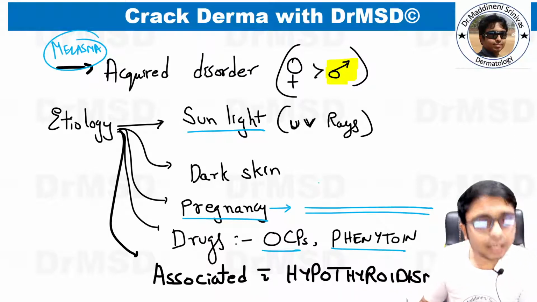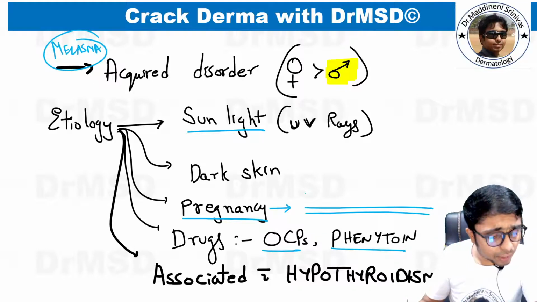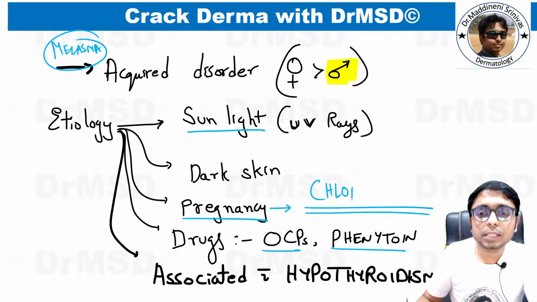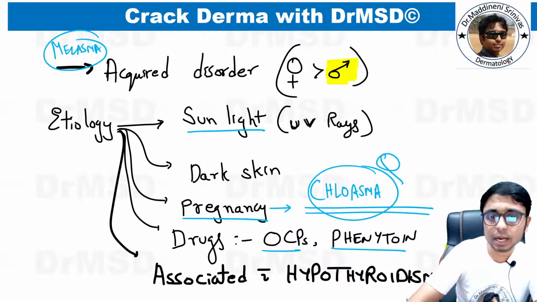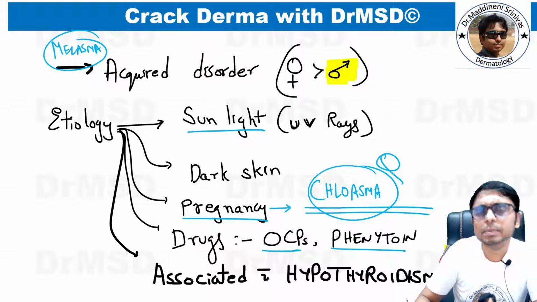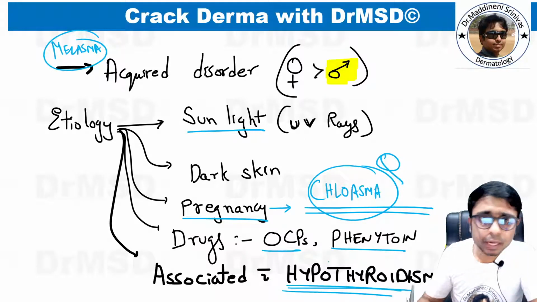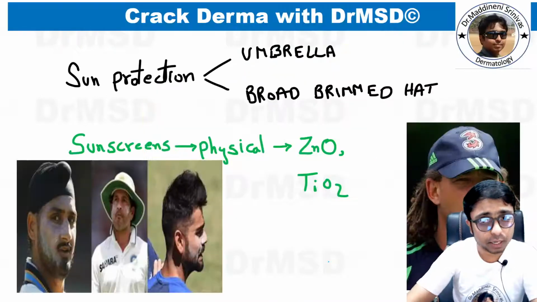Please try to tell what is the name for melasma if it occurs in pregnancy. Very good, it is called chloasma. Very good, Anantmon, it is called chloasma. This could also be an important question. And just remember that melasma is associated with hypothyroidism. Very, very important, melasma can be associated with hypothyroidism.